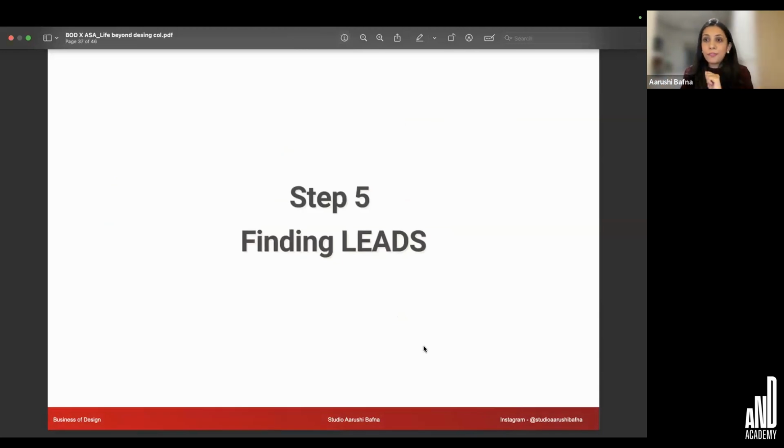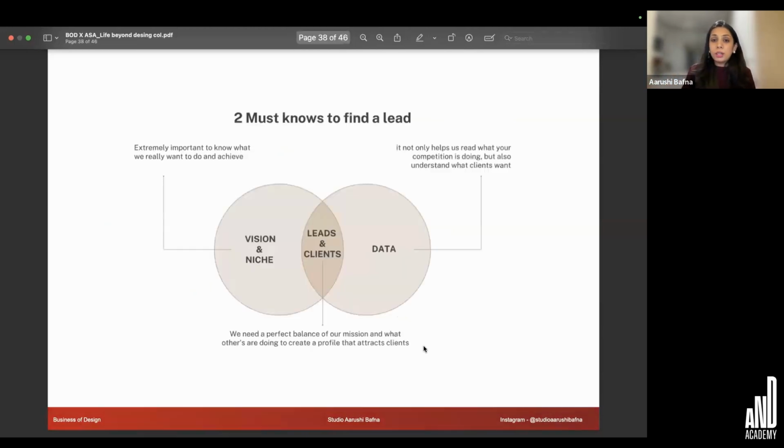Step 5, finding leads. Now, following steps 1, 2, 3, and 4, you will find finding leads very easy in future. How did I do it? There are two kinds of leads. One is vision and niche, and they come from that. And the other is data driven leads. Unless I know my niche, unless I know what I'm looking at, I cannot find these leads. How do I find my leads?